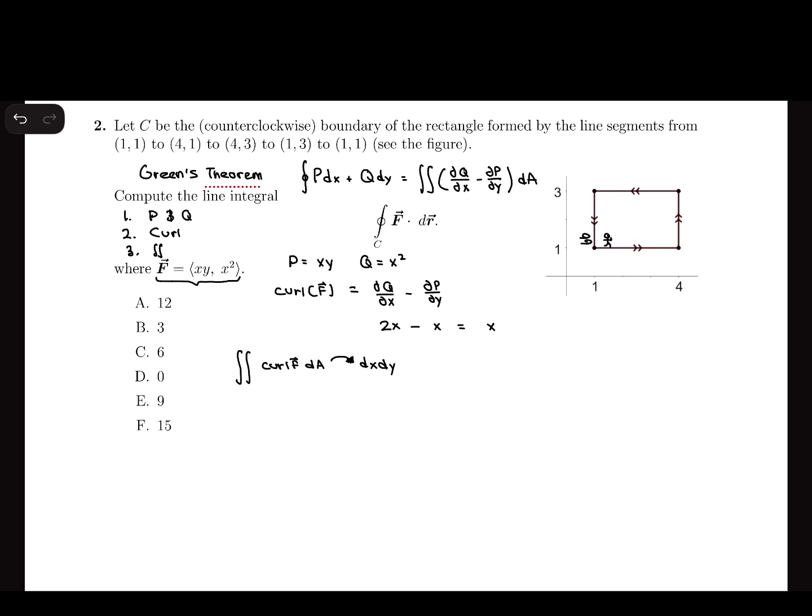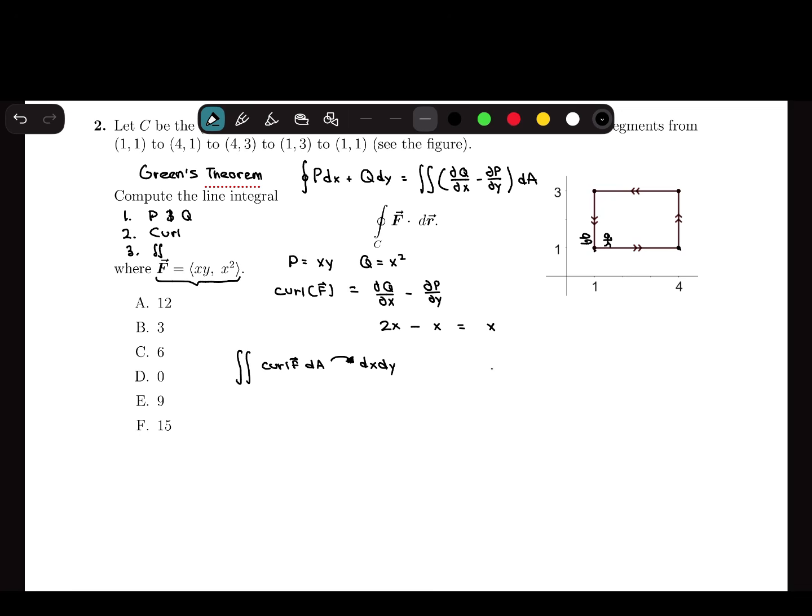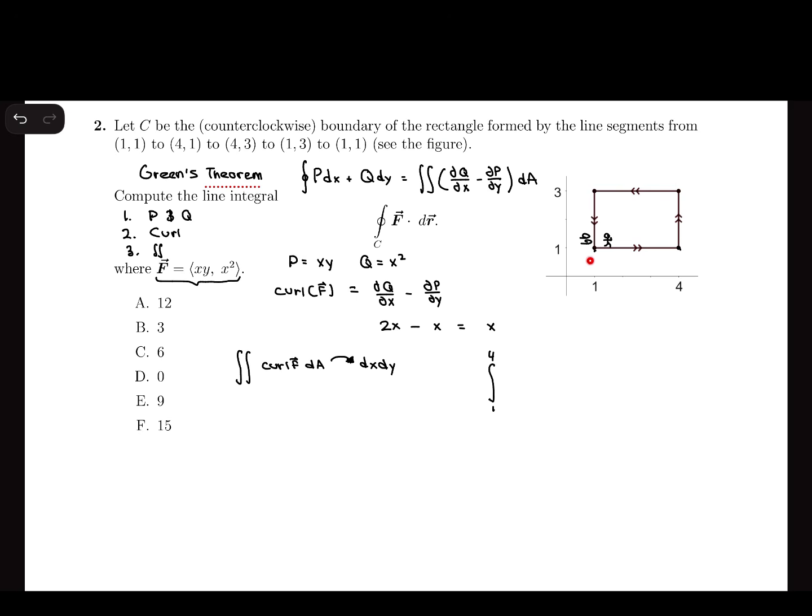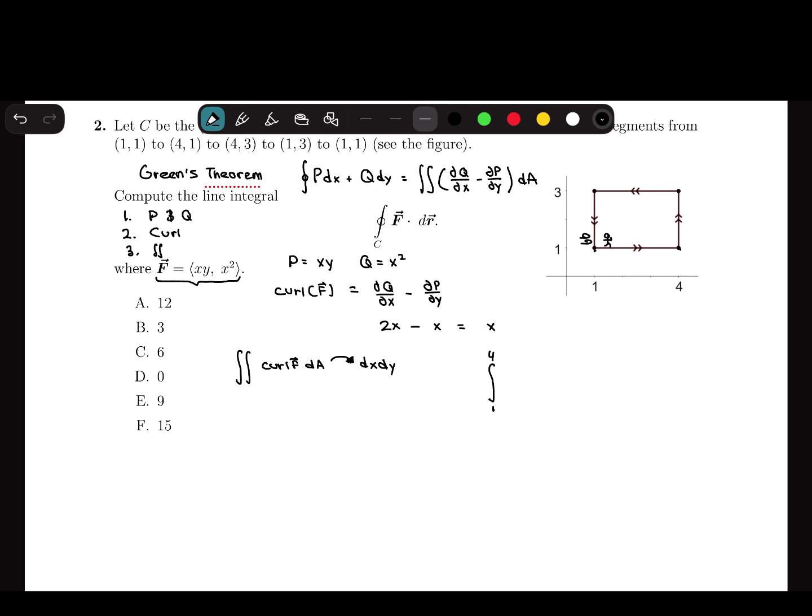So let's take a look at our ordered points right here, right? If we go from the point x leftmost to the point x rightmost, it is 1 to 4. So we know that our first bound is from 1 to 4. And if we look at the y, it goes from 1 to 3, or right here, 1 to 3. So we know that our outermost bounds go from 1 to 3. You place the curl back in, which is just x, and we're going to integrate this dx dy.